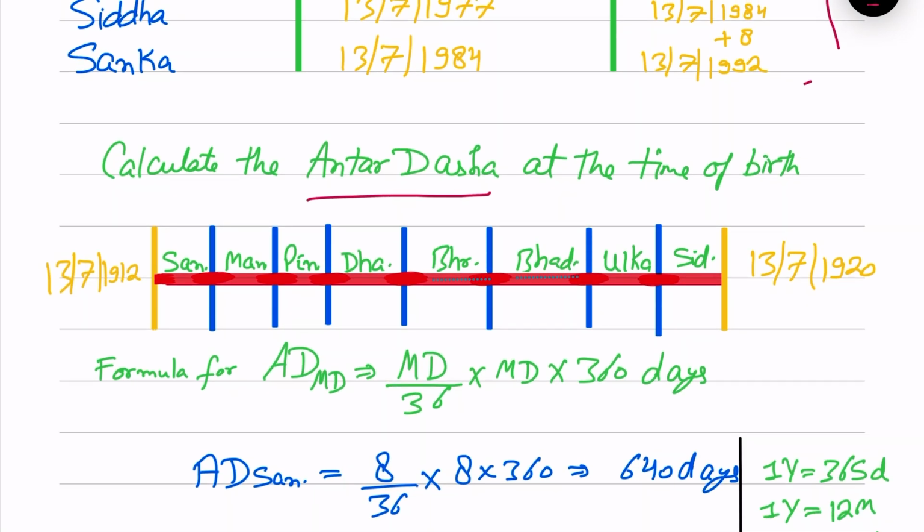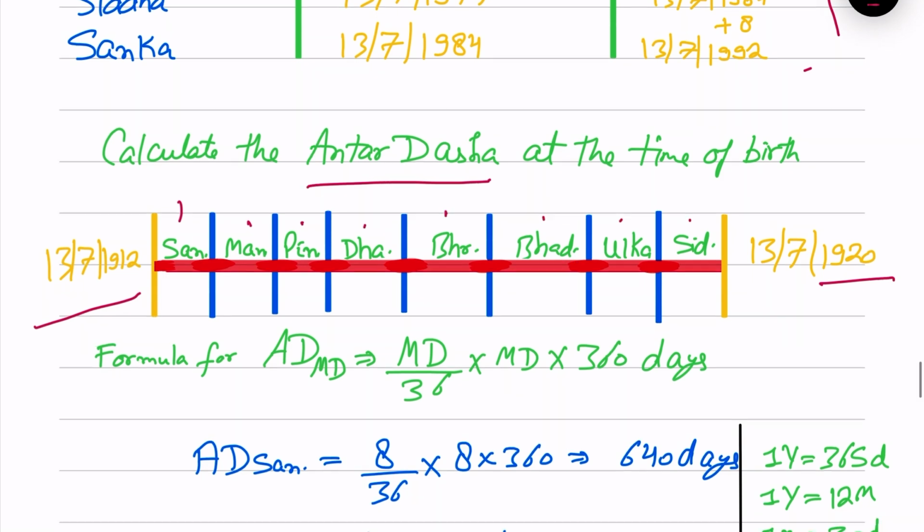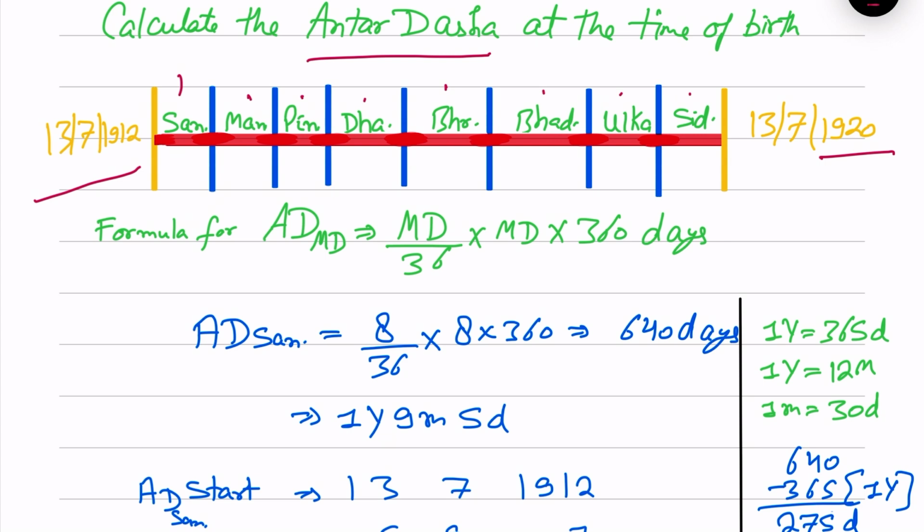We know that the starting of the Mahadasha is in 1912 and the end is in 1920. The sequence remains the same. The first Antardasha will be of the Mahadasha lord, then the sequence will follow Mangla, Pingla, Dhania, Bhramari, Badrika, Ulka, and Siddha. So the formula for Antardasha in Mahadasha is Mahadasha duration divided by 36 into the Mahadasha duration into 360 days. For easier calculation and rounding off, we use 360 days.